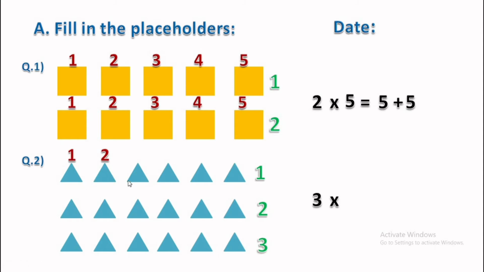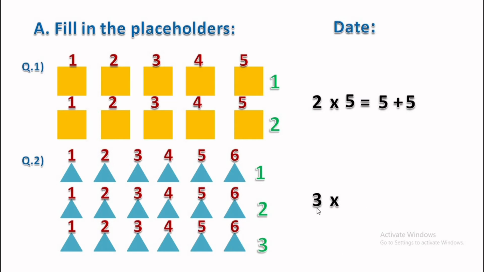1, 2, 3, 4, 5, 6 in row 1. In row 2 we have 1, 2, 3, 4, 5, 6 triangles. In row 3 we have 1, 2, 3, 4, 5, 6. So in each row we have 6 triangles.